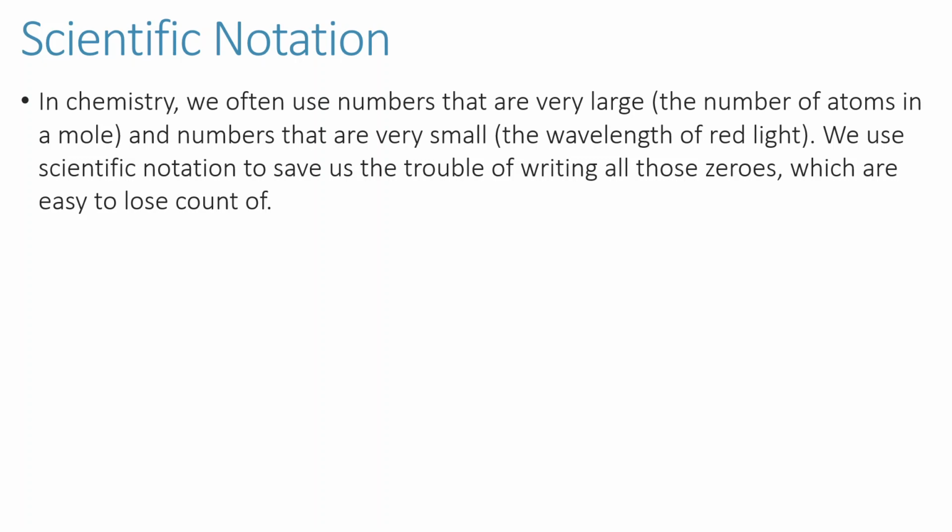For example, the wavelength of red light is measured in nanometers. So this is a very small distance. We use scientific notation to save us the trouble of writing out all of those zeros, which we can easily lose count of. A really important number in chemistry is 6.02 times 10 to the 23rd.